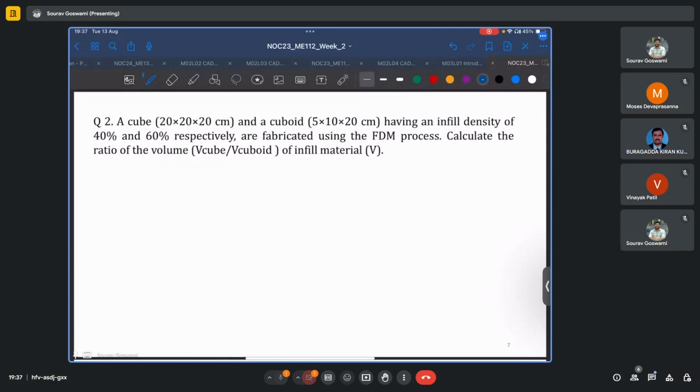So again, let's first do it for the cube in this case. The nominal volume of the cube is 20 cross 20 cross 20, which is 8,000 centimeter cube. The infill density, however, is only 40%. How can this be achieved?